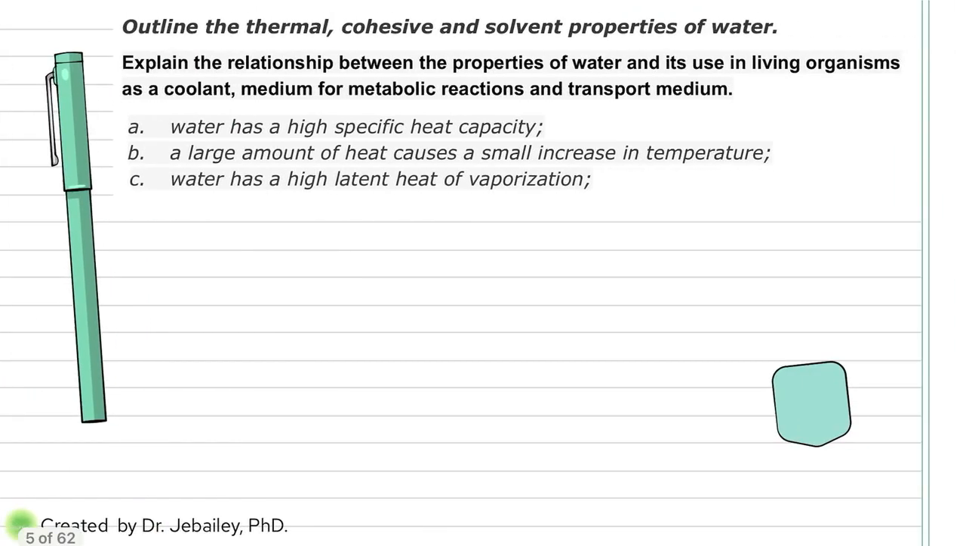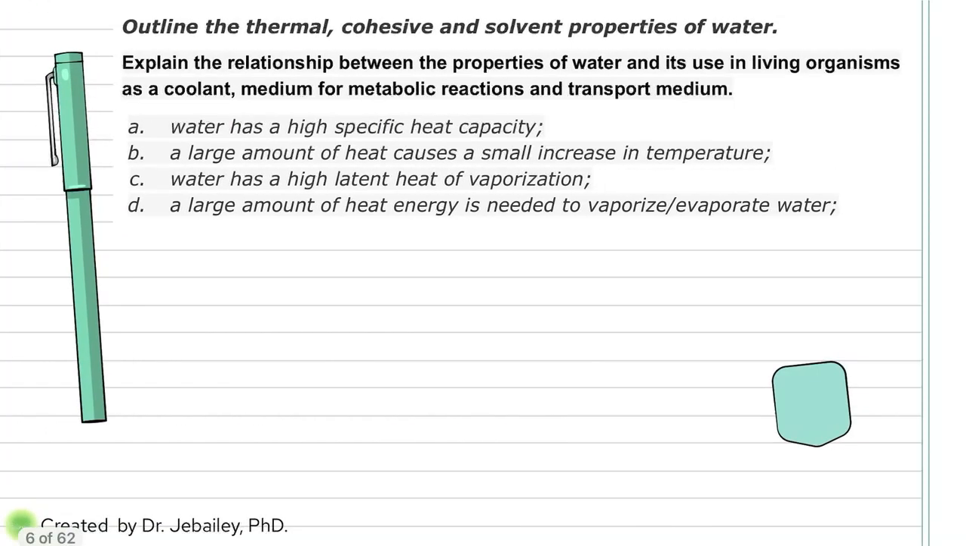So as we were mentioning here, we have the high specific heat, we have high latent heat of vaporization, and again, because you have those, a large amount of heat is needed to vaporize. That's the definition for the latent heat of vaporization, and a large amount of heat causes a small increase in temperature, that's the high specific heat. So you can see these are two statements and their explanations.